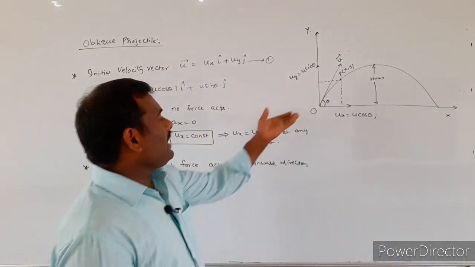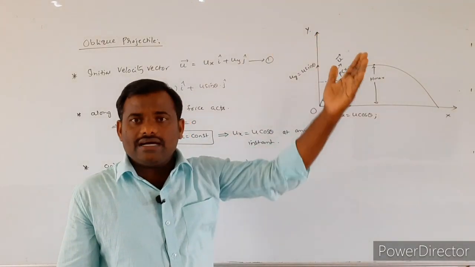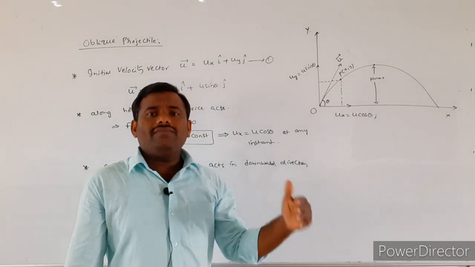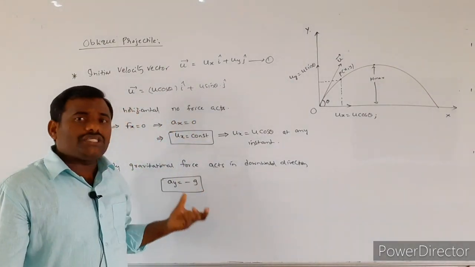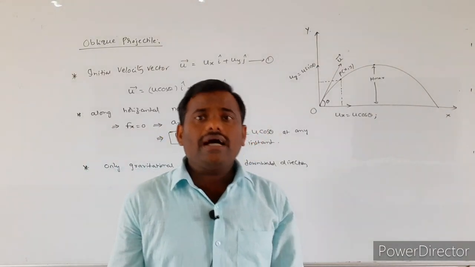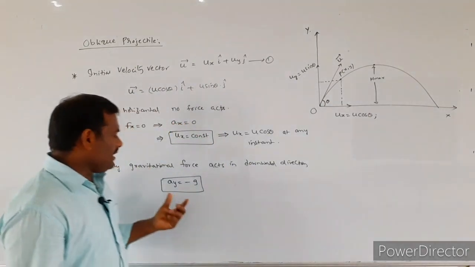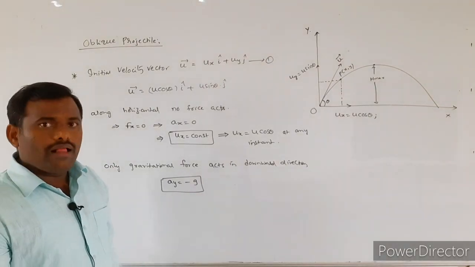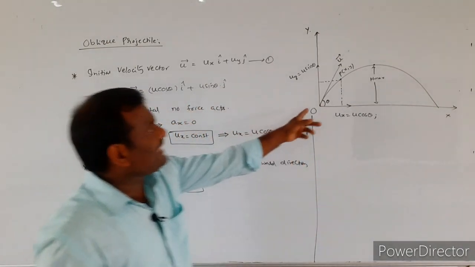But here I put the negative sign. Why? All the values we take along the positive y-axis are taken as positive, and the values we take along the negative y-axis are taken as negative. That's why this acceleration due to gravity, which opposes the motion of the body in the vertically upward direction, is kept as Ay is equal to minus g.